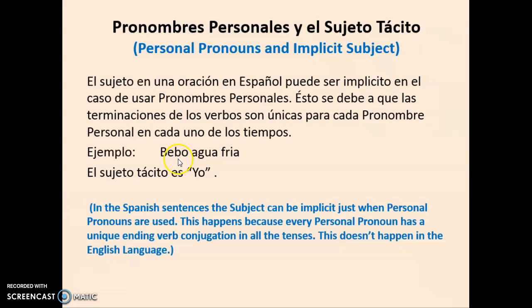The sentence is complete because the ending of the verb has an agreement with the personal pronoun in number and in the area of the time. In this case, present tense.